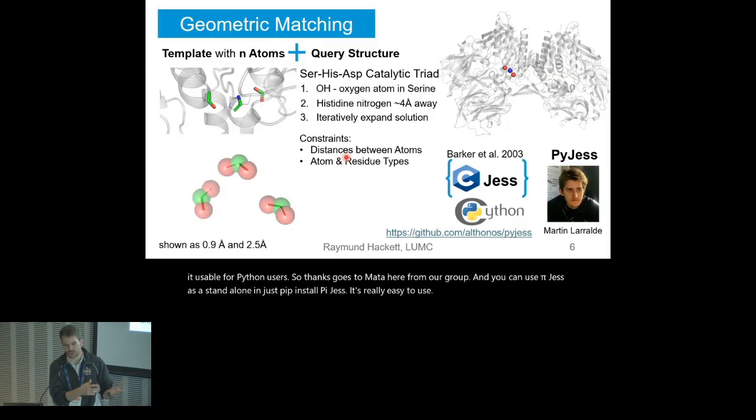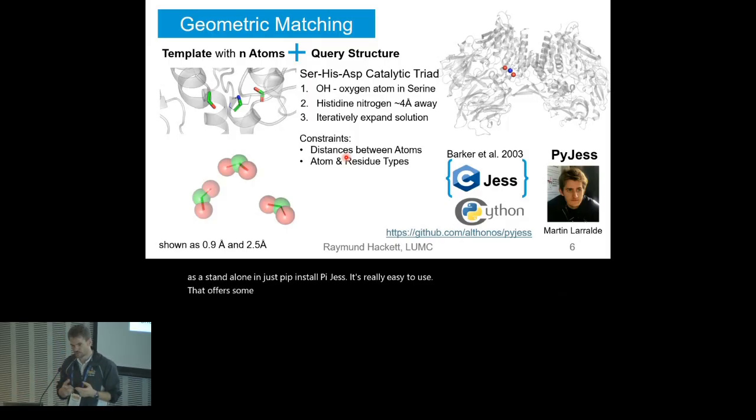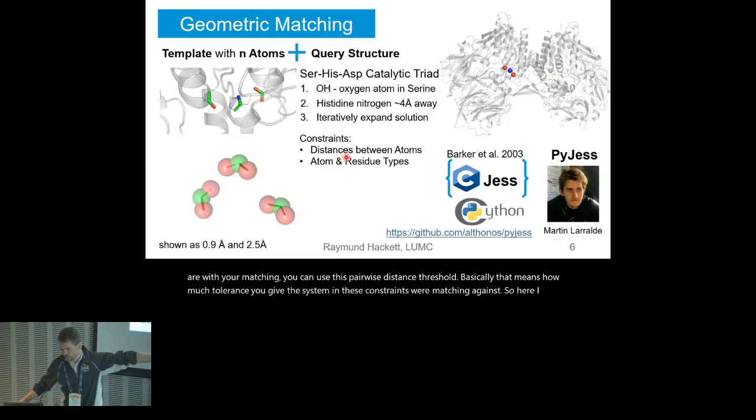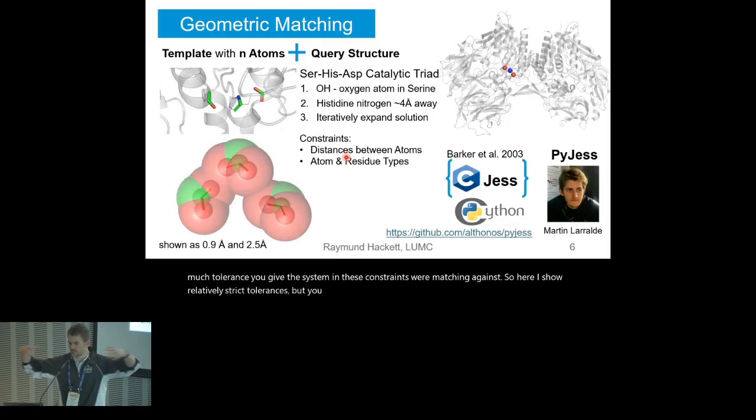That offers some tuning parameters as well. If you want to adapt how strict or how relaxed you are with your matching, you can use this pairwise distance threshold. Basically, that means how much tolerance you give the system in these constraints we're matching against. So here I show relatively strict tolerances, but you could also really increase the radius and make it more generous.